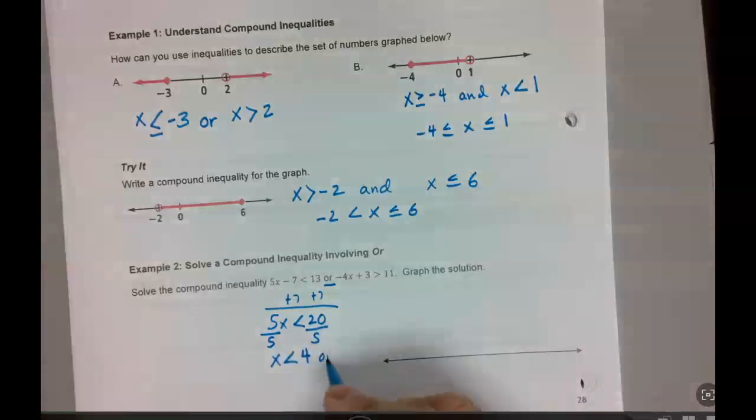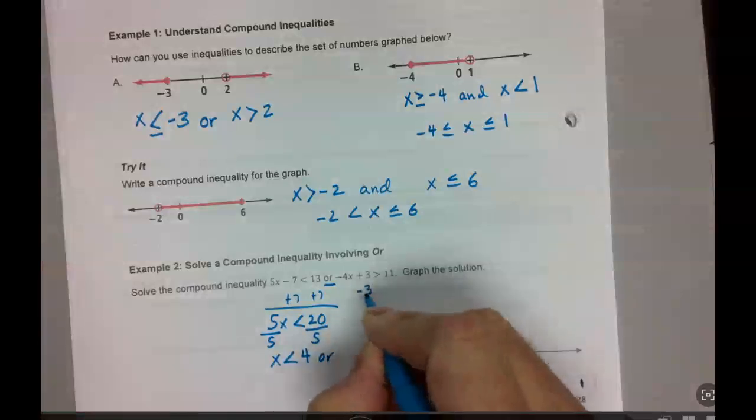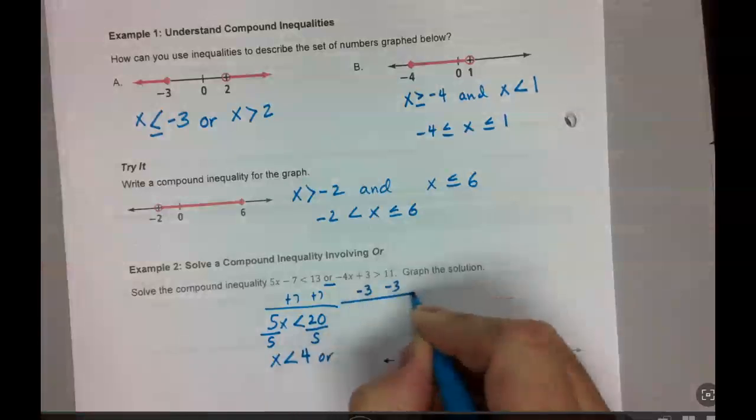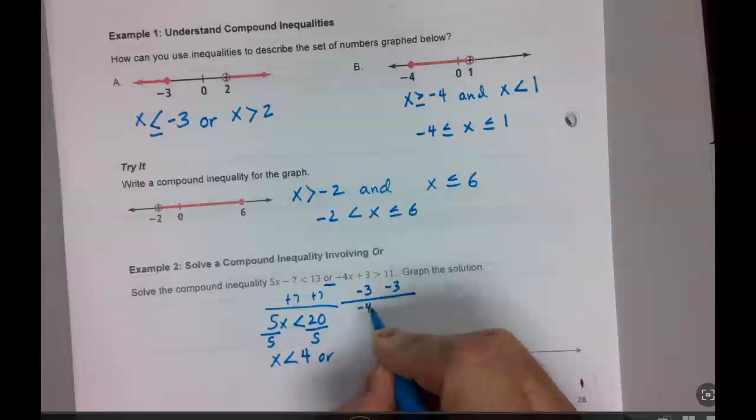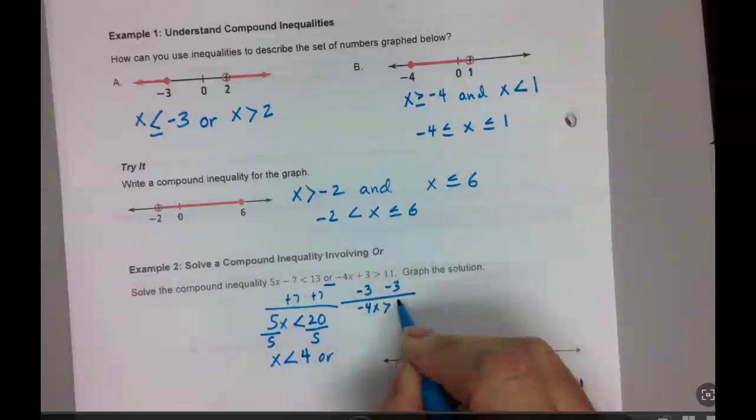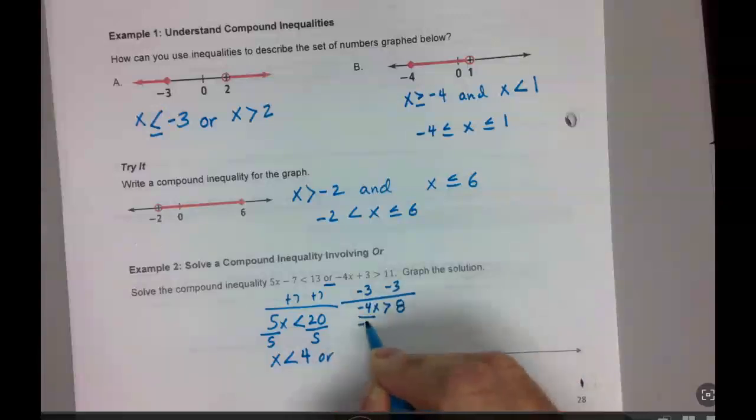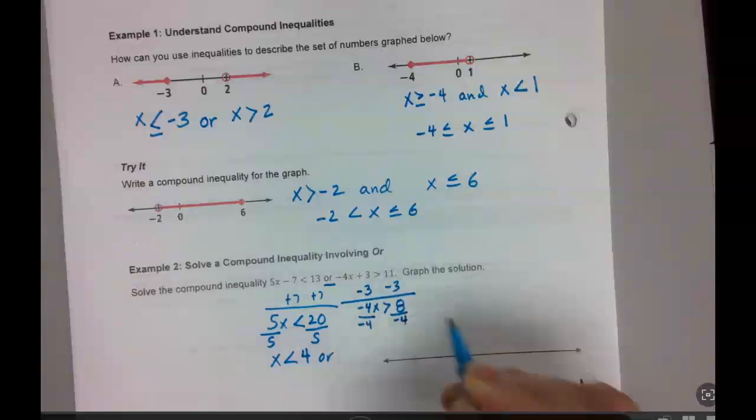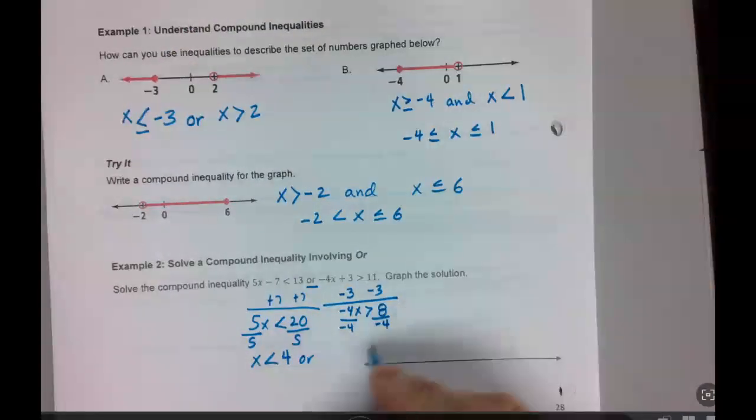And OR, in this one I'm going to subtract 3. So I get -4x is greater than 8. Divide by -4. When you divide both sides of an inequality by a negative, you need to reverse the inequality. So that gives me x is less than -2. So this is an OR problem.